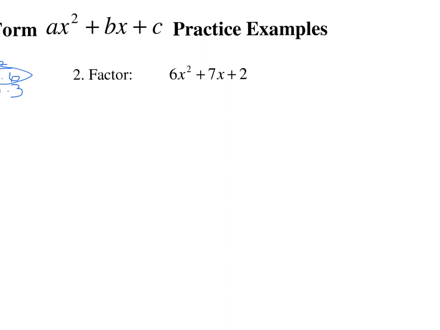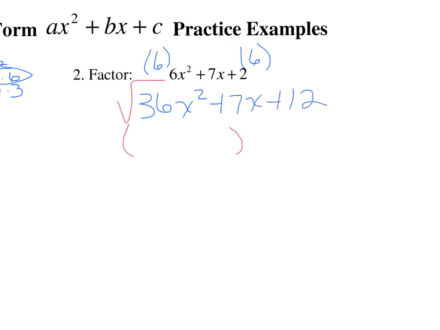We're going to factor 6x squared plus 7x plus 2. And again, if we can get this 6 off with a GCF, we will, but it's not common. So instead, we'll take that 6 and we'll multiply it times the first term and the last term. And that gives us 36x squared plus 7x plus 12. And then we square root the first term. The square root of 36x squared is 6x. So 6x times 6x.